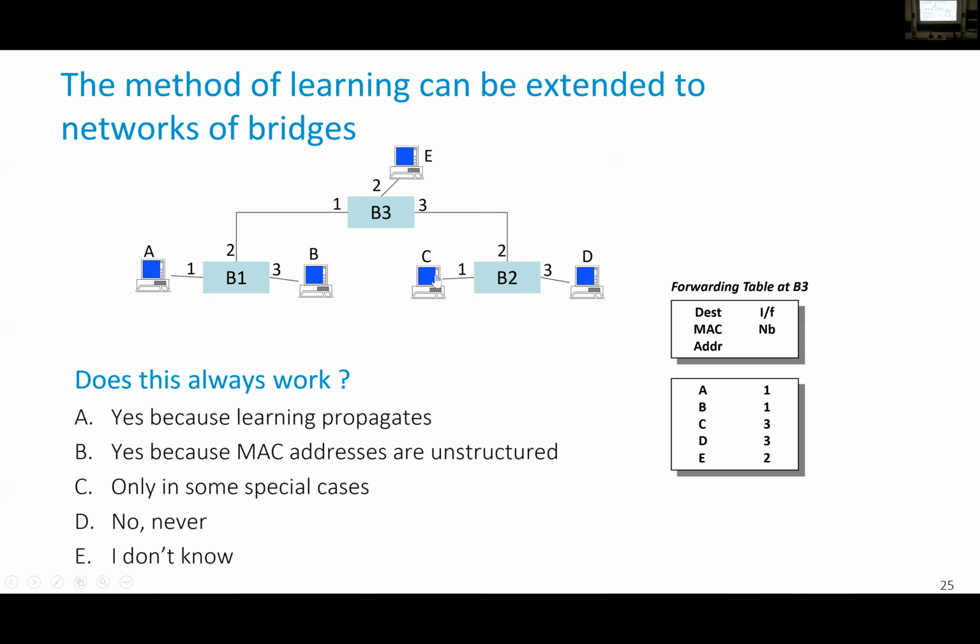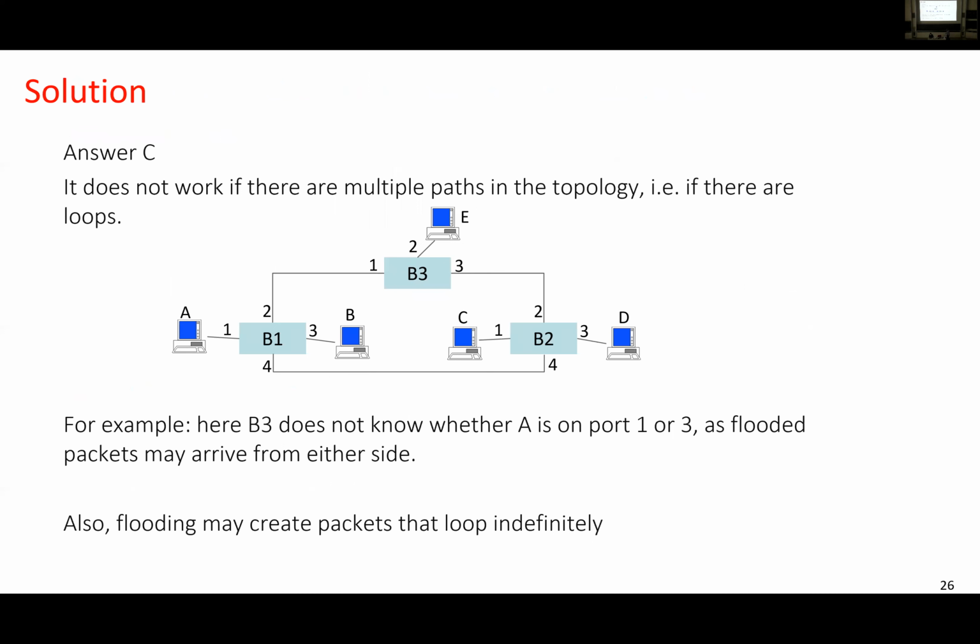So the vast majority says A, but you're a bit too optimistic. It's true that you can buy your 3 bridges from Migros and connect them in this way and it will work, but not the way I said. There is a problem in what I said. It will work in the topology that I've shown here, but it will not work if there are cycles in the topologies, if there are loops.